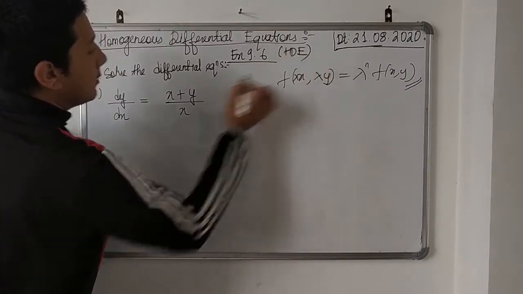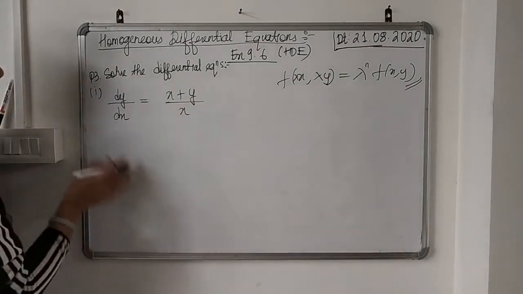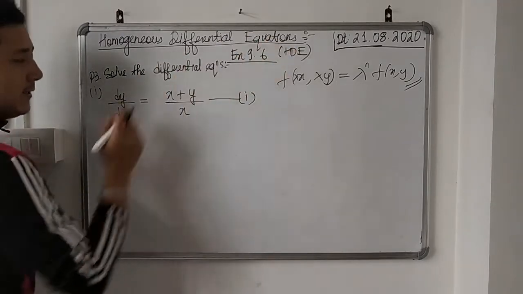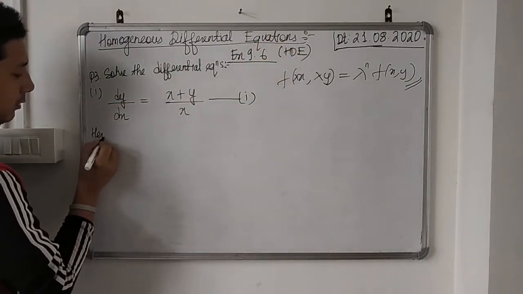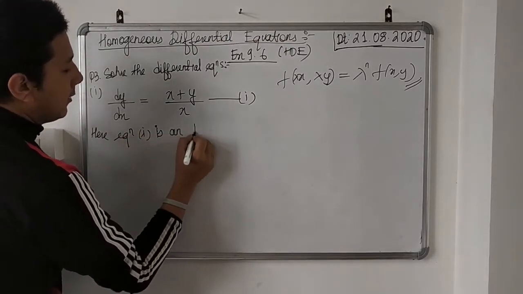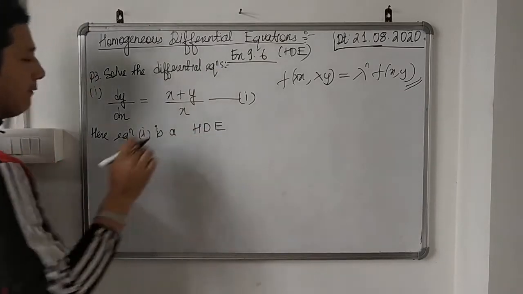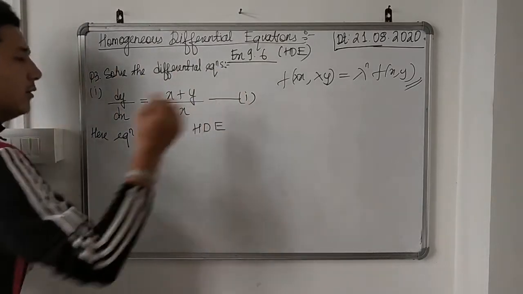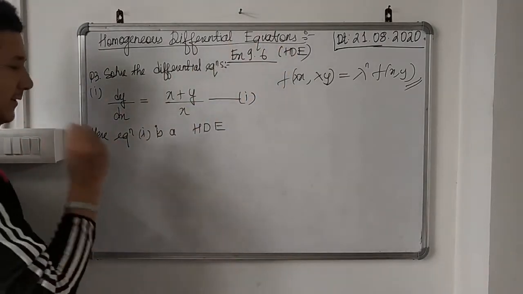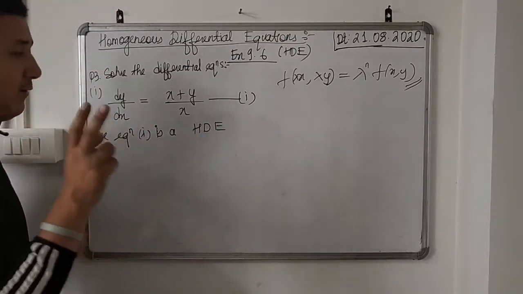See the powers in the numerator and denominator. Now let us keep it as equation number 1. And as we have identified it is an HD, we have to write down here: equation 1 is a homogeneous differential equation. Now we have to follow the steps. Step number 1, give it as equation 1 and identify whether it is HD or not. If it is HD, we have to write here equation 1 is HD. Step number 2 is very, very important.